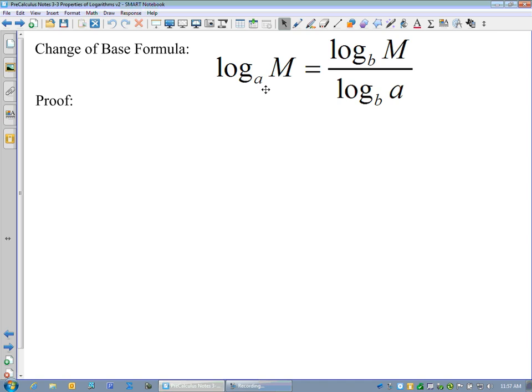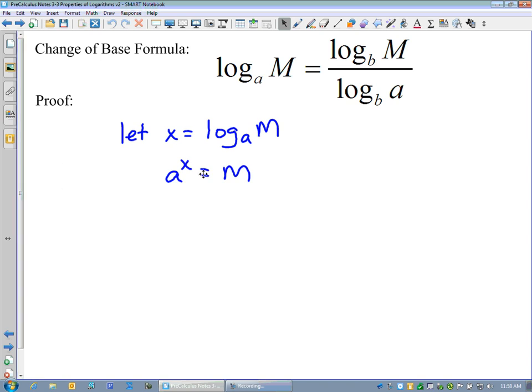So here we have log base a of m is equal to log base b of m over log base b of a. That's our change of base formula. Notice how the b can be chosen to be any base you want. And that's what makes this so powerful. So we're going to start with the left side here. We're going to let x equal log base a of m. Then we're going to rewrite this in exponential form. So the exponent of a that gives you m is x. That means that a to the x equals m.